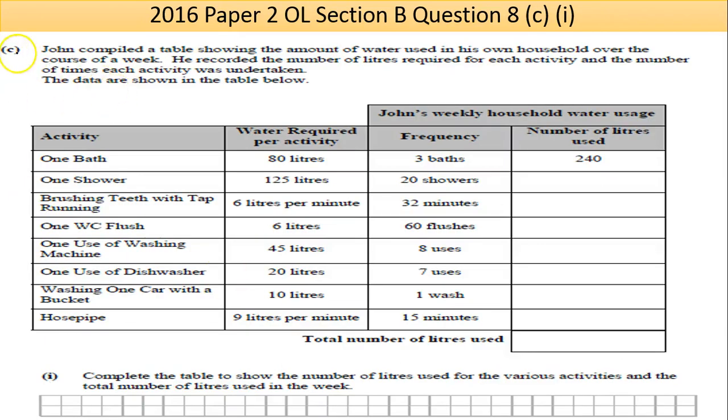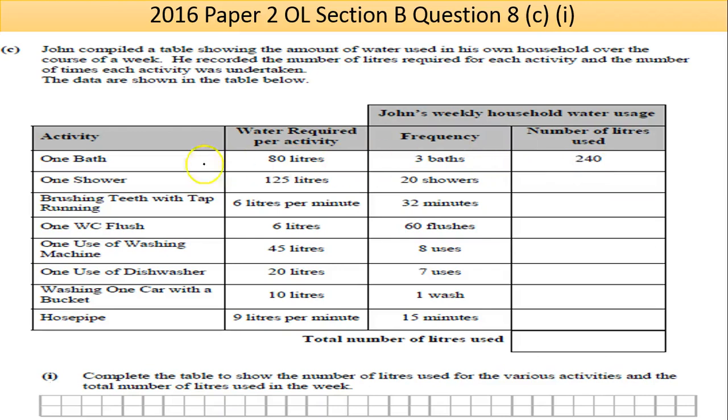Move on here to part C. So again, I'm assuming you're pausing between each go and just giving it a go. I think you're familiar with the question, but I'll go through it anyway. John compiled a table showing the amount of water used in his own household over the course of a week. He recorded the number of litres required for each activity and the number of times each activity was undertaken. The data was shown in the table below.